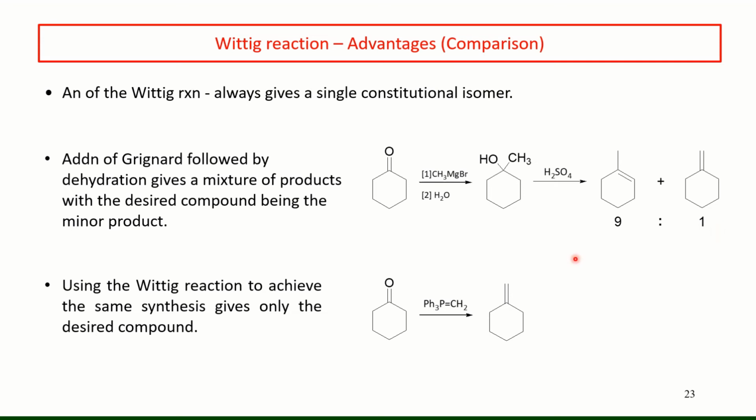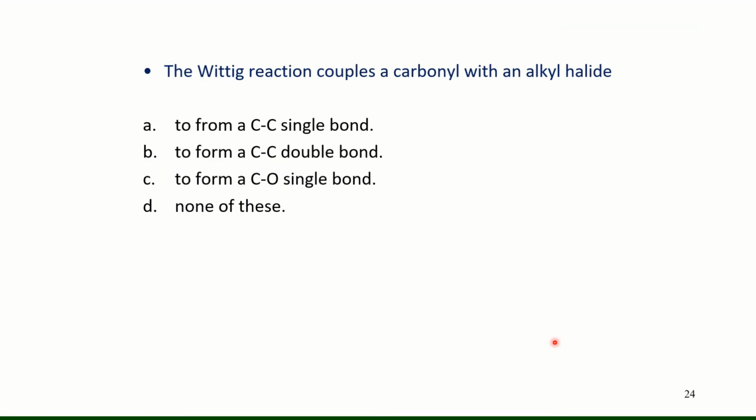But with the Wittig, you can see we have the one carbon coupling species, the one carbon ylide. And it ends up giving solely, in high yield, an almost perfect reaction, almost stoichiometric. We end up with this Hofmann species. So, of course, we can ask what is going on. The Wittig reaction couples a carbonyl with an alkyl halide to form, of course, a double bond.